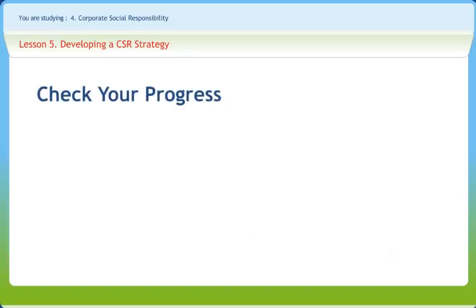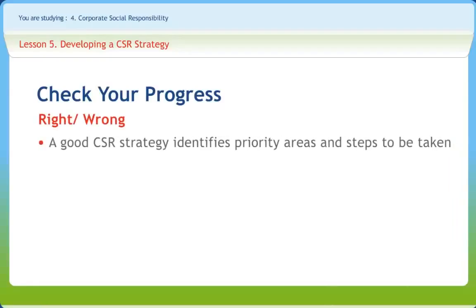Let us now check our progress by finding out whether the statements given are right or wrong. A good CSR strategy identifies priority areas and steps to be taken.